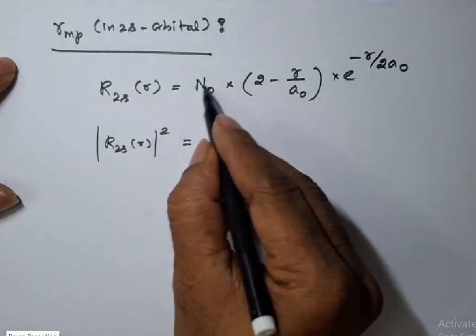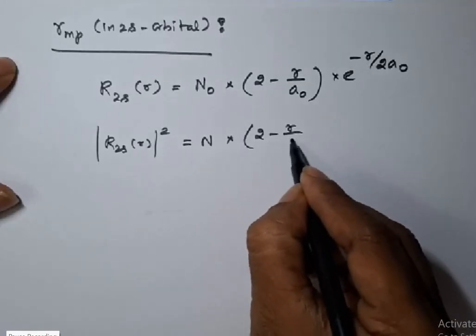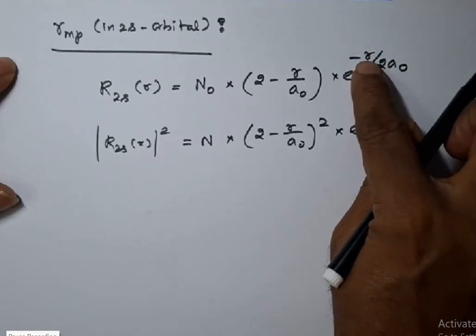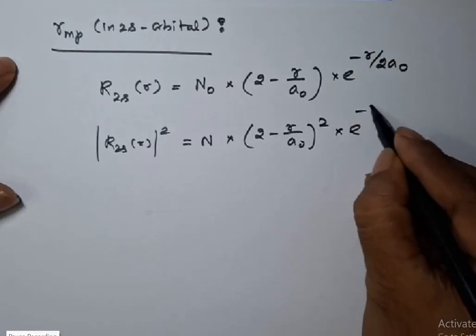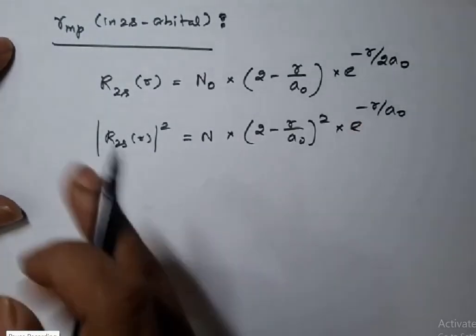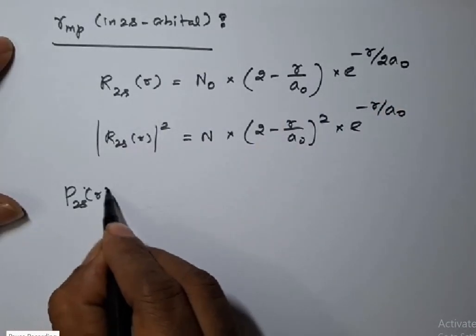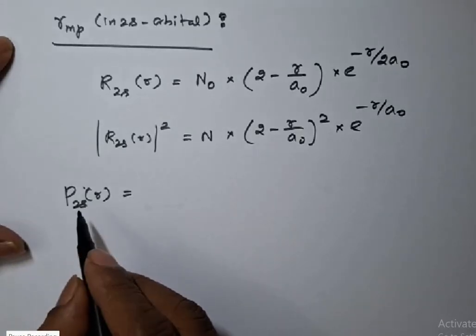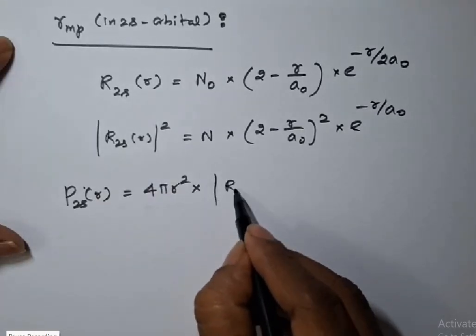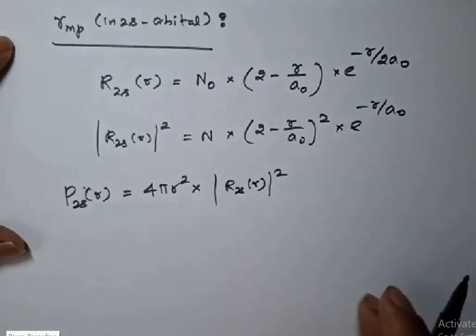So the probability: n naught square, I'll take it as n, and (2 minus r by a naught) the whole square into e power, if you take the square, minus 2r by 2a naught, the 2 cancels, so you get e power minus r by a naught. This is the probability density. What is the radial probability density? We have to find the radial probability density for the 2s orbital, which is nothing but 4 pi r square into this quantity. That is the probability at a particular distance r.